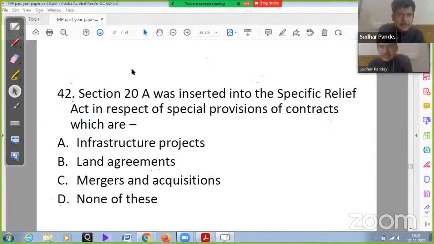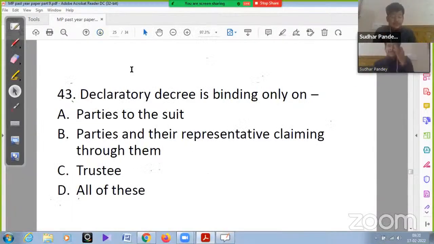Question number 43. Declaratory decree is binding on. 42 ka yes, Harshvardhan Gautam ji, A is the correct answer. Declaratory decree is binding on A, parties to the suit, B, parties and their representative claiming through them, C, trustee, and D, all of these. Yeah, all of the above.